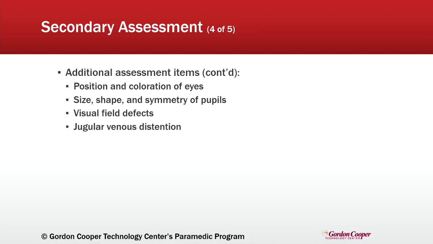Assess the pupils for direct and indirect pupillary responses, check for extraocular movements, and look for any signs of nystagmus. Assess the patient's visual fields for any defects like hemianopia, which is a visual field loss on the left side or the right side. Inspect the neck for jugular vein distension and feel for any enlarged lymph nodes.